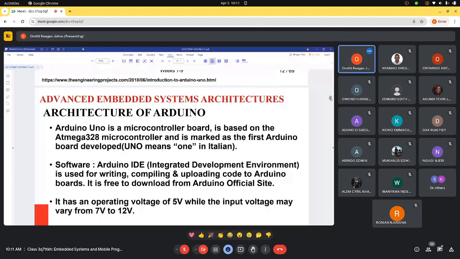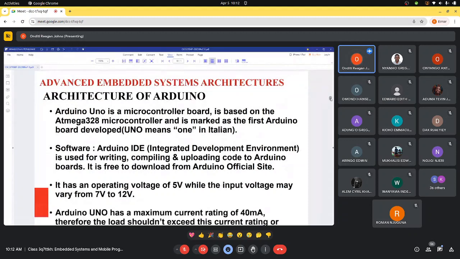Software. The Arduino Integrated Development Environment is used for writing, compiling, and uploading code to Arduino boards. It is free, as we had always said at the beginning. It operates on 5 volts, but as we had seen, there are several outputs or inputs that would want to consume more than 5 volts. So we say between 7 to 12 volts.